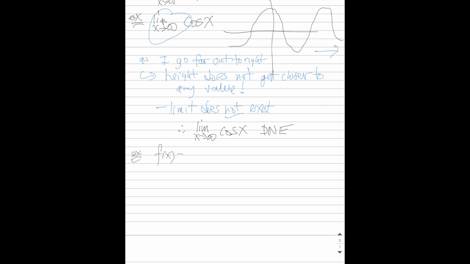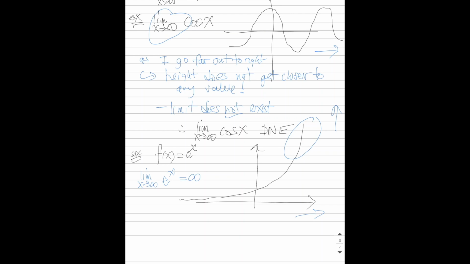Now, another function that's going to start adding some important features for us is e to the x. On the right side over here, as I walk further and further out to the right, the function just grows and grows and grows without bounds. So the limit as x approaches infinity of this function is infinity. The limit does not exist. There is no vertical asymptote.